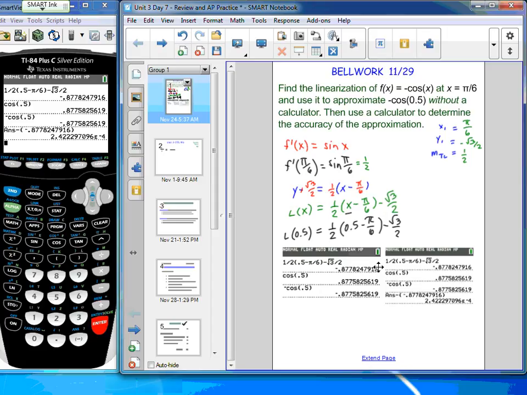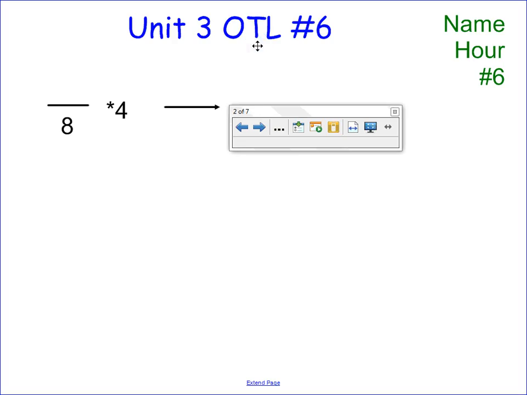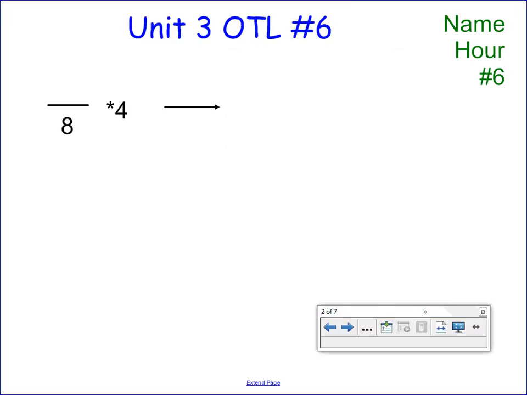All right, let's go ahead and take care of our housekeeping. So we've got our Unit 3, OTL number 6. At this time, I'd ask that you staple multiple pages together, and I'll pause the recording and give you an opportunity to do that.